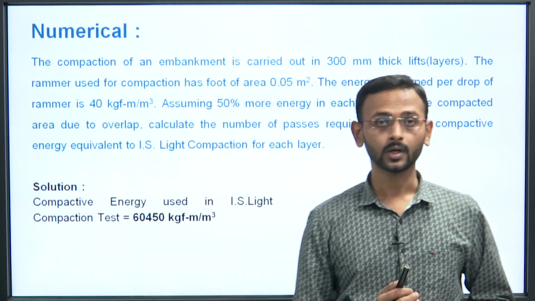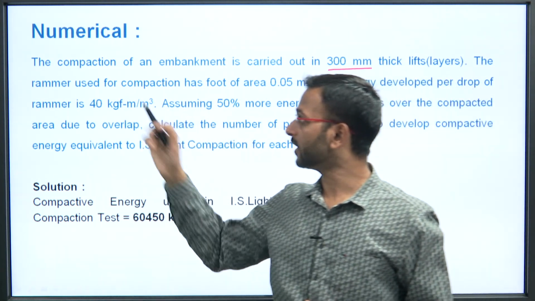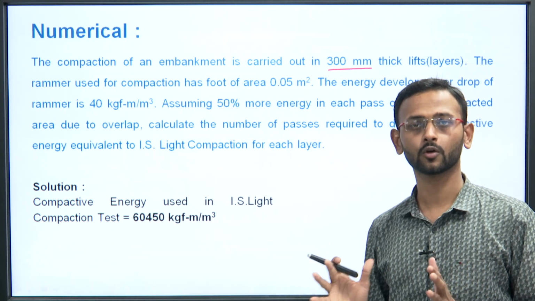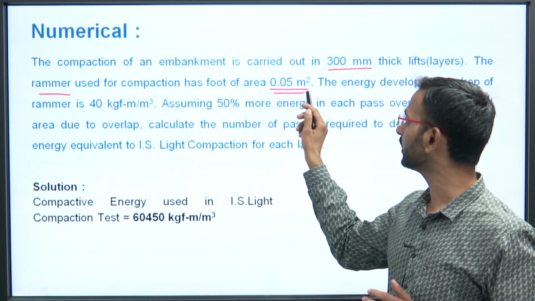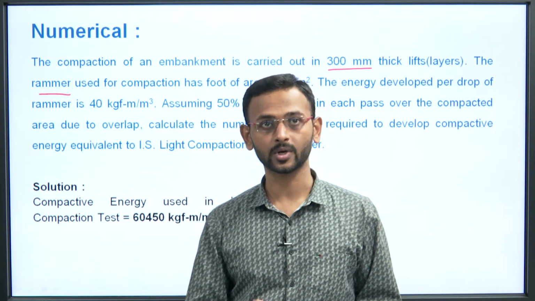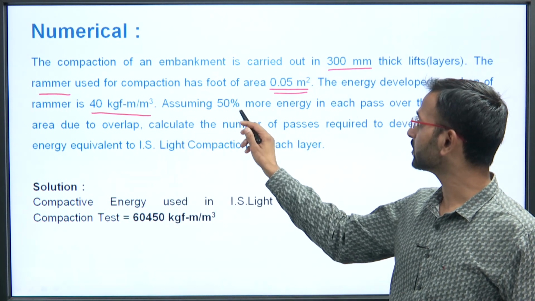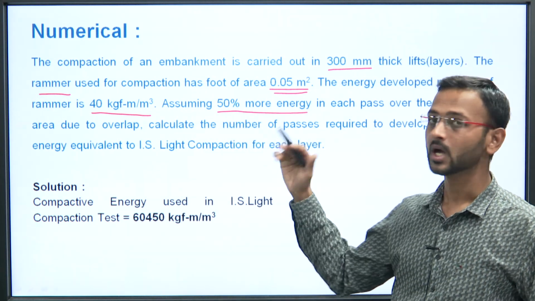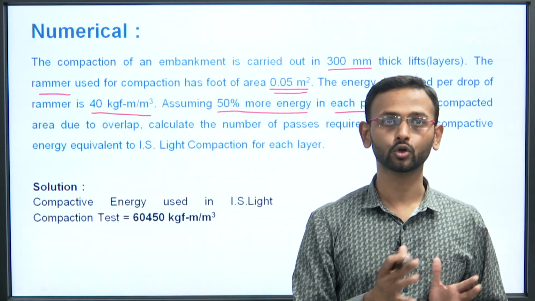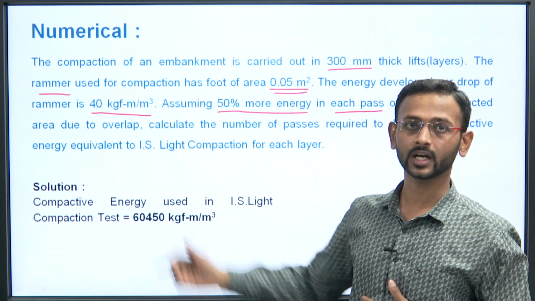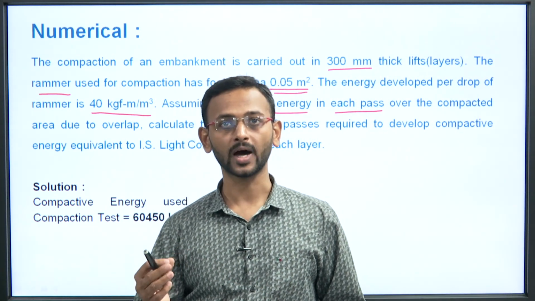Now moving on to the next question: the compaction of an embankment is carried out in 300 mm thick layers. The rammer is used for compaction, so there is no smooth wheeled roller or vibrator, nothing. The rammer has a foot of area 0.05 meter square. The energy developed per drop of rammer is 40 kilogram force meter per meter cube. Now assuming 50% more energy, see this, this is important here, in each pass over the compacted area due to overlap. I will tell you with a diagram here. Now calculate the number of passes required to develop the compactive energy equivalent to the IS light compaction test for each layer.